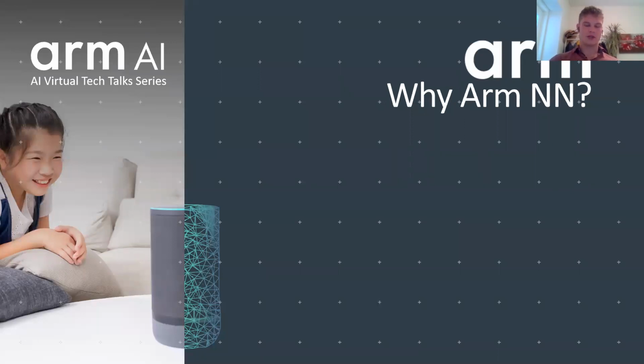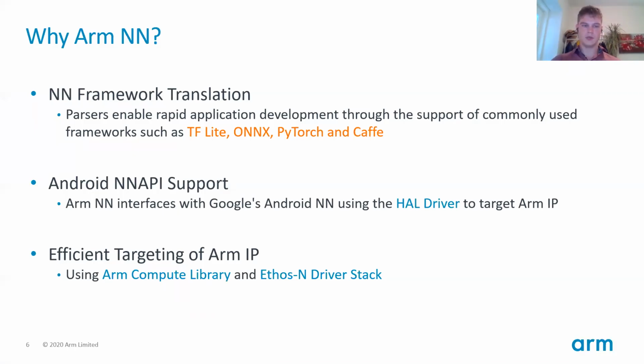So why Arm NN? Why would anyone want to use Arm NN to develop their AI applications? The first main reason is that our parsers for open source frameworks such as TensorFlow Lite, ONNX, PyTorch, and Caffe enable rapid application development through support of these frameworks. We've got very good coverage of the popular operators across all these different frameworks, and for TensorFlow Lite we've got extensive support. Also, through the Android API, we've got very good support of the various operators, and we interface with that using our HAL driver to target Arm IP.